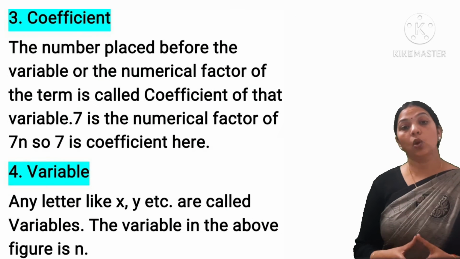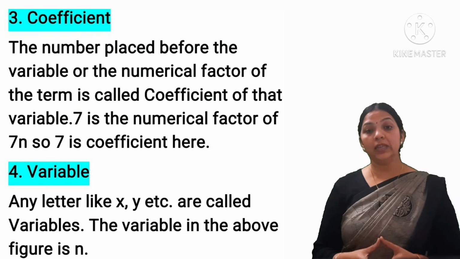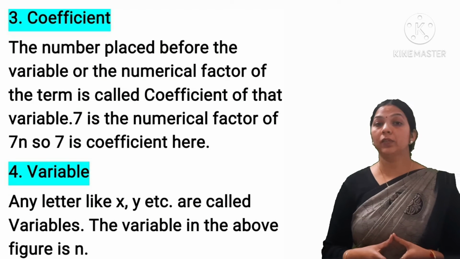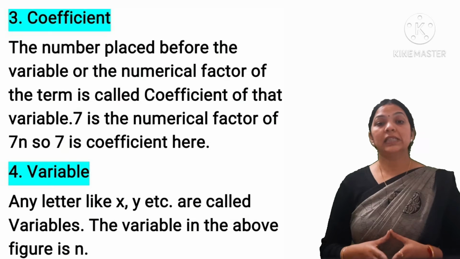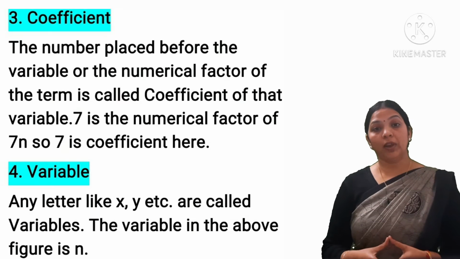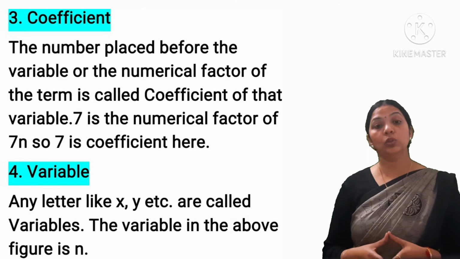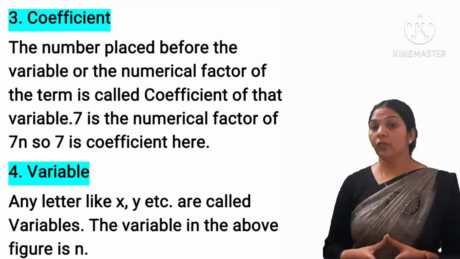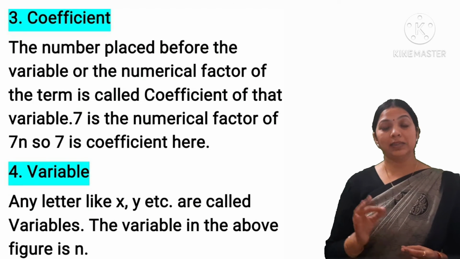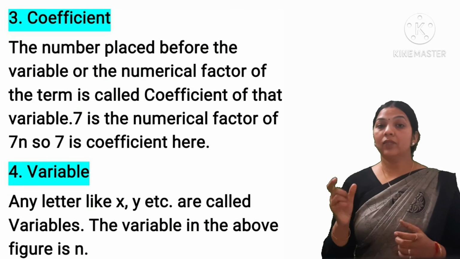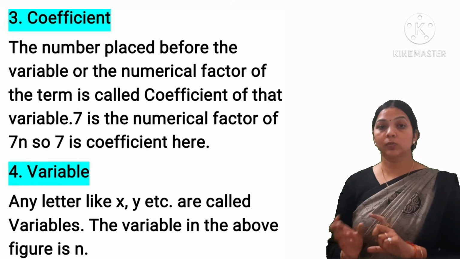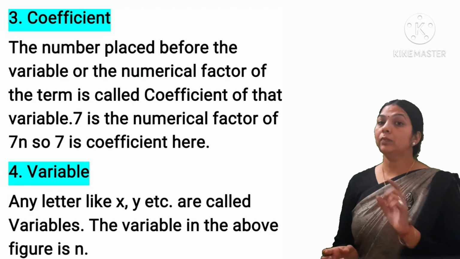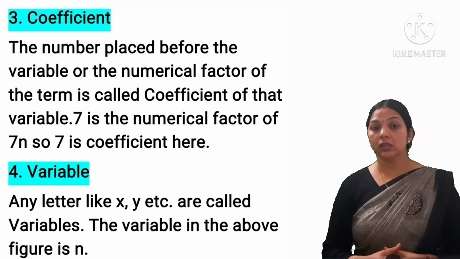The next is coefficient. The number placed before the variable, or the numeral factor of the term, is called the coefficient of that variable. 7 is the numeral factor of 7n, and 7 is the coefficient here. So what is actually a coefficient is whenever there is a number along with the variable, the number which is multiplied with the variable, that particular constant number is known as the coefficient.